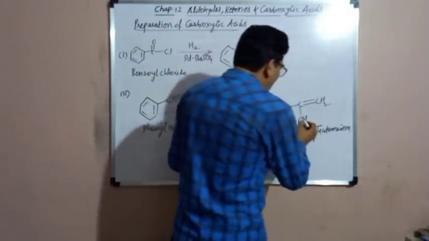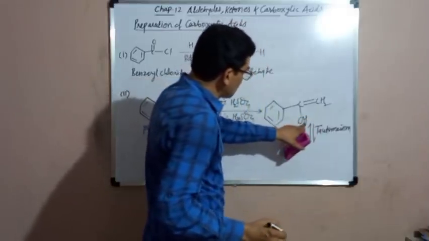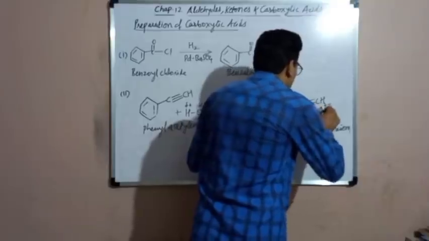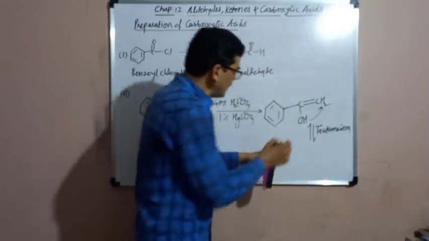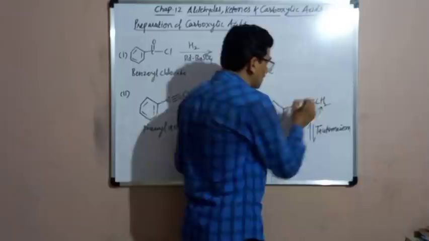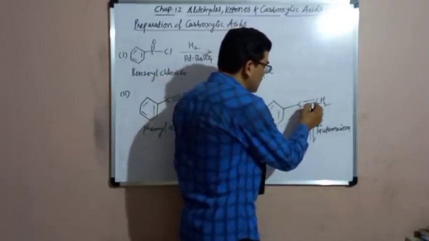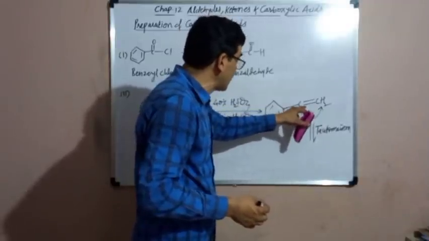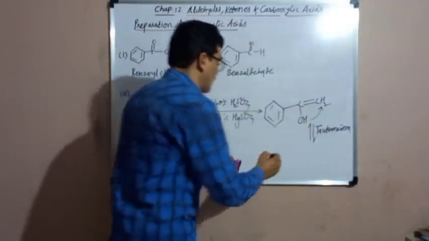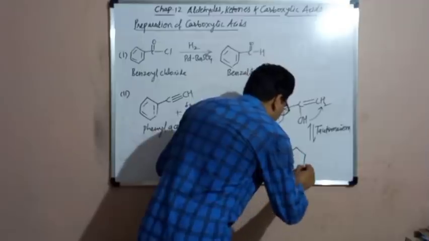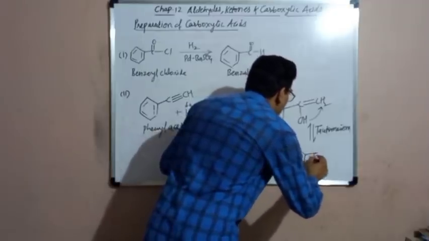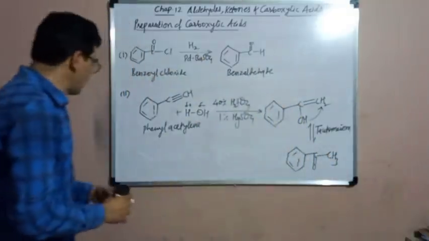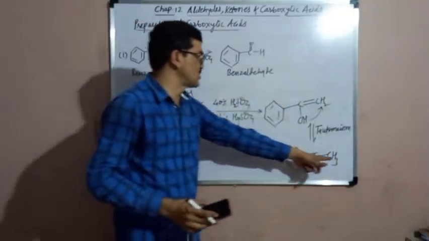So what happens here? See, this H from the OH group gets migrated to the CH2. Now when there is a migration of hydrogen from OH to CH2, there is a disappearance of this carbon-carbon double bond. It gets converted to a single bond, and there is the formation of a carbon-oxygen double bond. C double bond O, and this is CH3. So this is the acetophenone. In this way, phenylacetylene is converted into acetophenone.